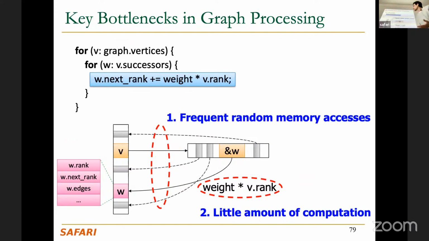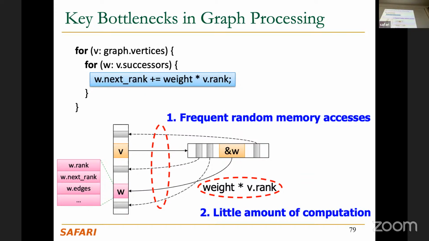And the reason for that are the basic characteristics of graph processing algorithms. Here on the screen, you can see the example of PageRank. PageRank is an iterative algorithm where in each iteration, we are updating the rank of the successors of each of the vertices of the graph. And as you can see, it's a very lightweight computation in the end. It just requires 1 multiplication and 1 addition.